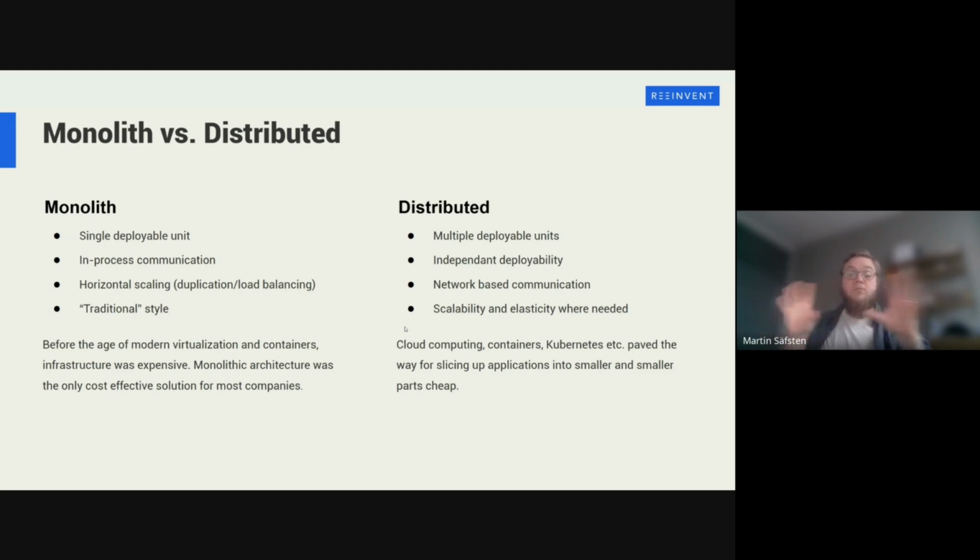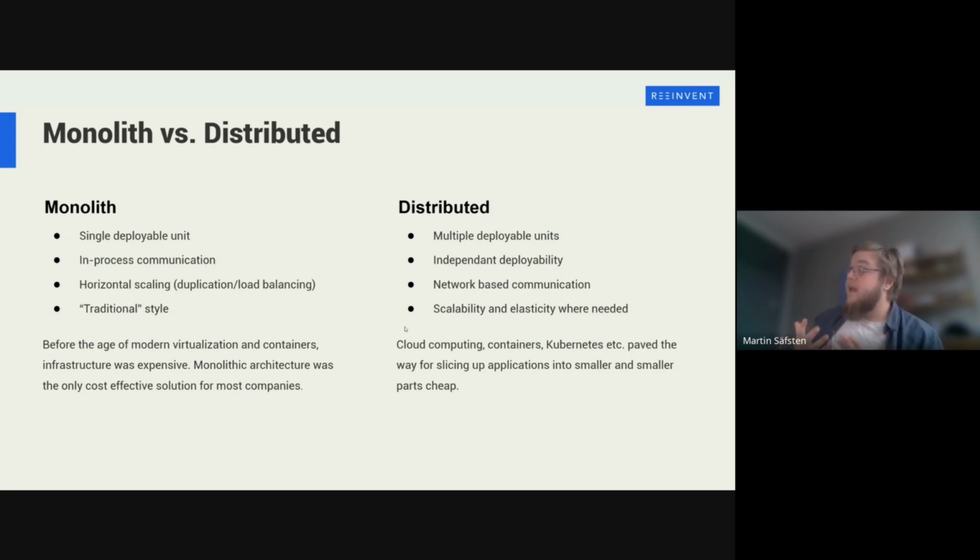But the downside is that the communication between the services becomes a bridge between different processes, and they can be on the same computer. But most likely in modern cloud solutions, it's network-based. And network-based communication is what it is. It's not as stable as in-process communication, just by nature. So it's definitely one of the drawbacks of distributed architecture.